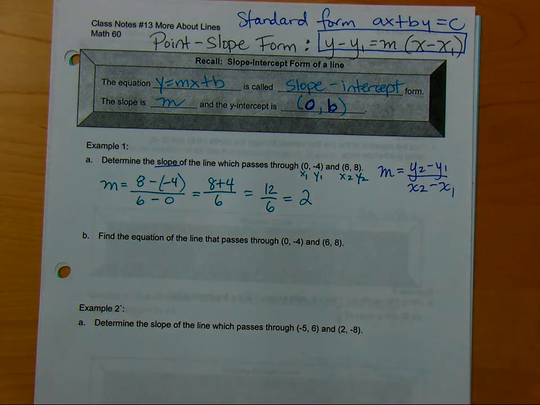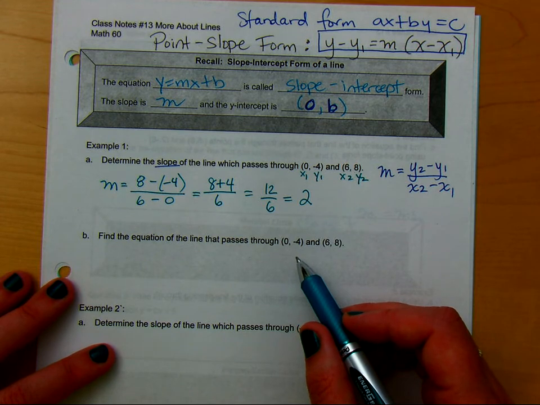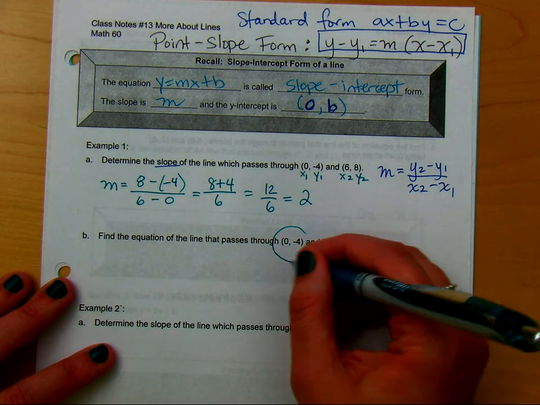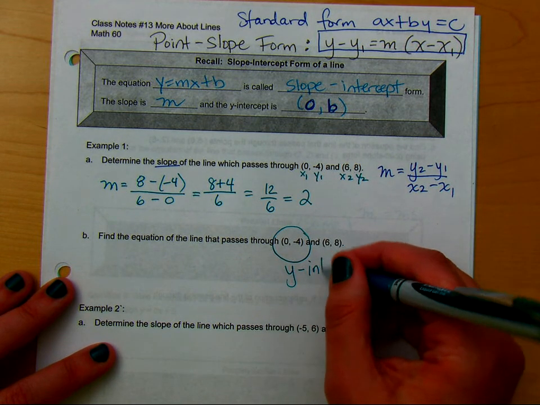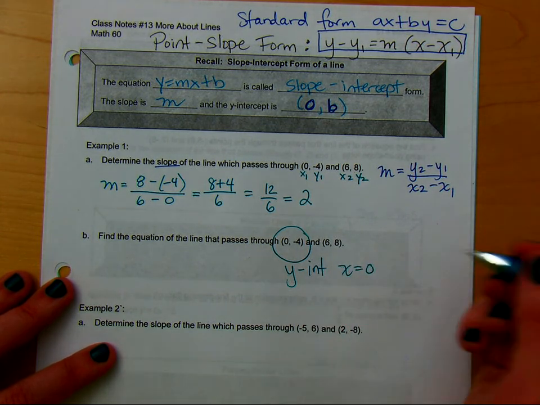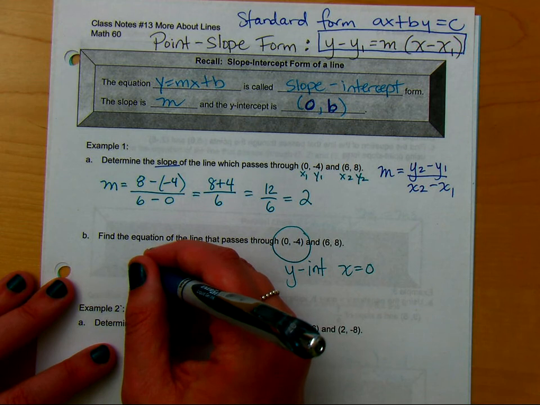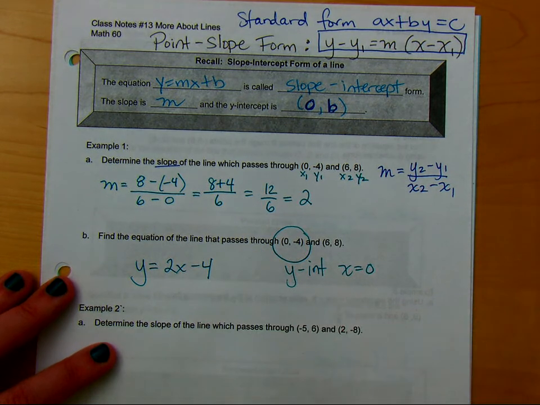Now they want us to find the equation of the line that passes through the 2 points. Well, do I know the y-intercept? How do you know I know the y-intercept? Because which one of these points is the y-intercept? -4 is the y-intercept, and that's because the x is equal to 0. Since you have x equals 0, you have the y-intercept. So let's put it together. We know the slope is 2, the y-intercept is -4. Who can tell me the equation of the line? It starts with y equals 2x minus 4. y equals mx plus b.